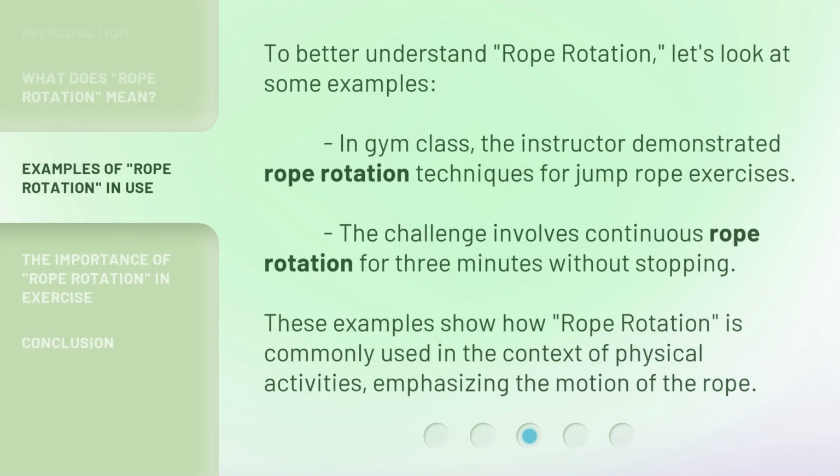To better understand rope rotation, let's look at some examples. In gym class, the instructor demonstrated rope rotation techniques for jump rope exercises. The challenge involves continuous rope rotation for 3 minutes without stopping. These examples show how rope rotation is commonly used in the context of physical activities, emphasizing the motion of the rope.